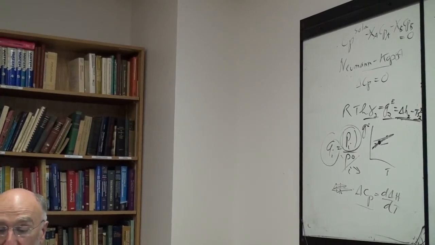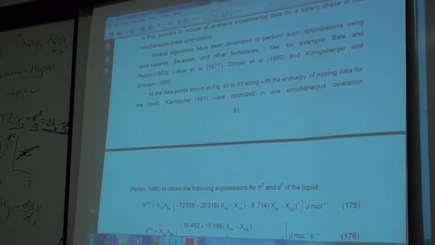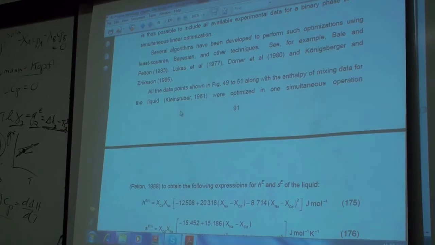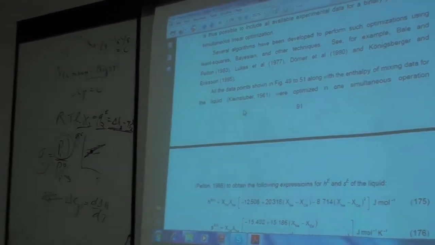Okay, we talked about optimizations, least squares. I'll talk about those in a few minutes. All the data points, so we simultaneously optimize everything. As you know, the whole principle of optimization is you don't fit the gamma, and fit the HXS measurements to certain equations, and then fit the liquidus measurements to other equations, and so on. They have to be all self-consistent. The same enthalpy and entropy expressions that reproduce the phase diagram have to be the same ones that reproduce the measurements of the activity coefficients, and so on. So all the data are simultaneously optimized.